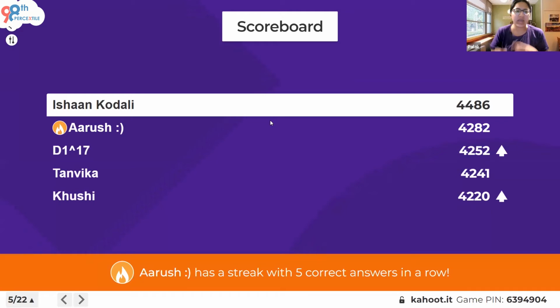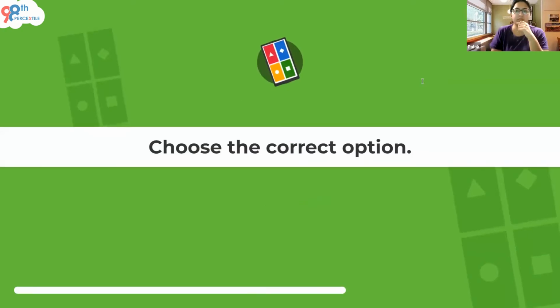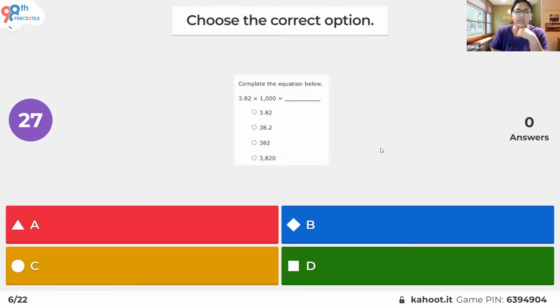Okay, so we have a few changes in the scoreboard with Khushi entering the top 5. Let's see the next question. So what we have over here is 3.82 times 1000. Quickly, the same rules are applicable. You just need to make sure that you keep the decimal place in mind when you answer the question.